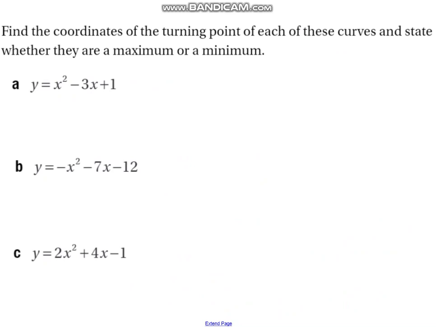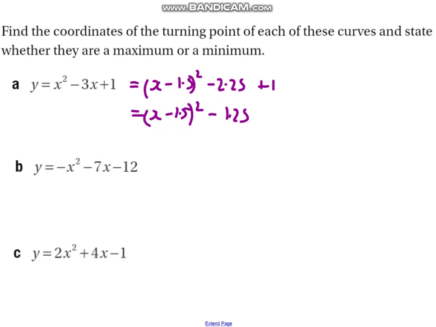Now we can also use these things to say whether we've got a maximum or a minimum for a curve. So first off, let's just complete the square on this one. So that's going to be x minus 1.5 all squared minus 2.25, since 1.5 squared is 2.25, plus 1. And so that must be x minus 1.5 all squared minus 1.25.